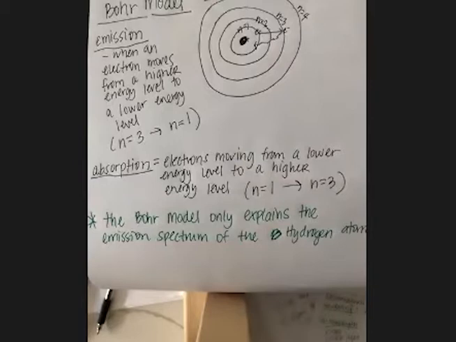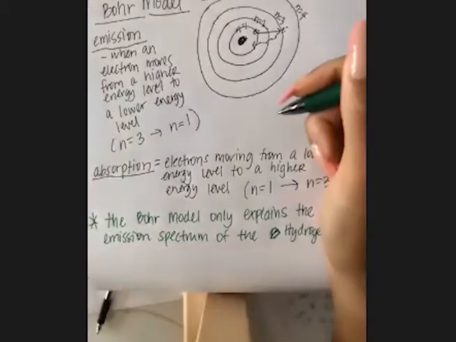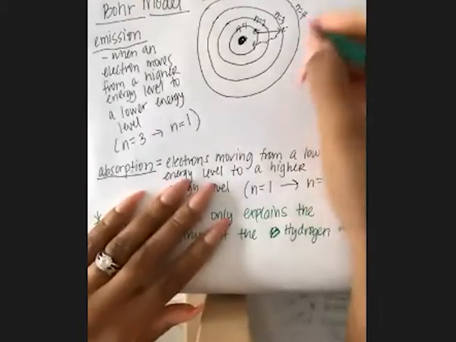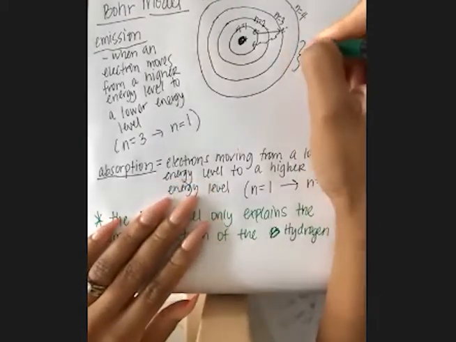So remember, the quantum mechanical model tries to do the same thing that the Bohr model did, but it's a little more complicated, and it basically talks about orbitals versus orbits. So remember, I'll draw this up here. The Bohr model called these orbits.